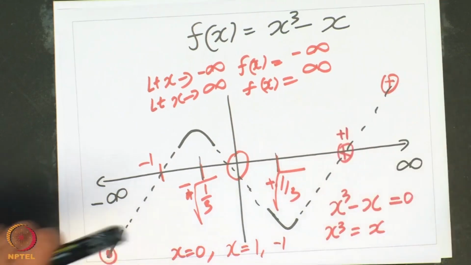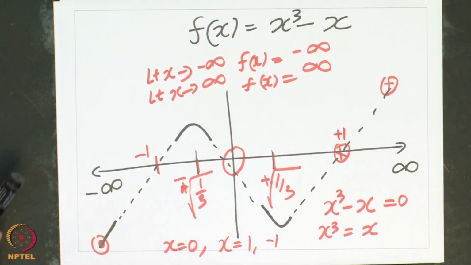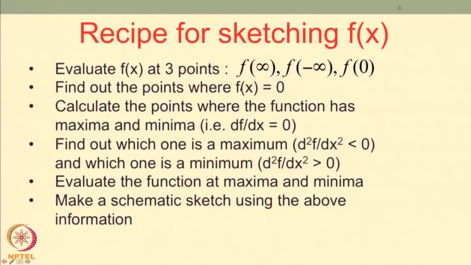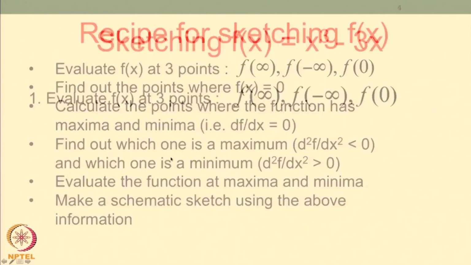We will see this. But this is important: find out the points where the function is 0, calculate the points where the function has maxima and minima, that is, you calculate df by dx equal to 0, find out which one is maximum, that is, where d square f by dx square is less than 0, and which one is minimum, where d square f by dx square is greater than 0. Evaluate the function at maxima and minima, and make a schematic sketch using the above information. This much information will help us to make a nice schematic sketch.